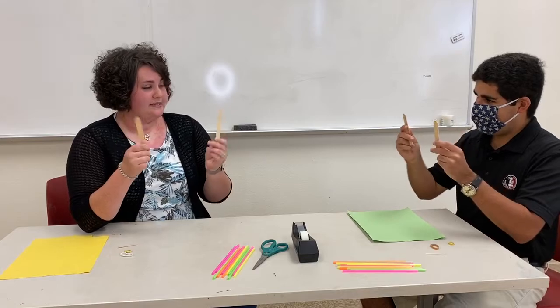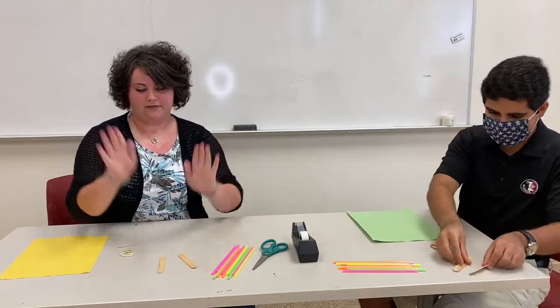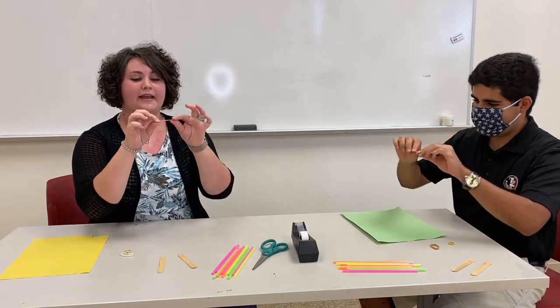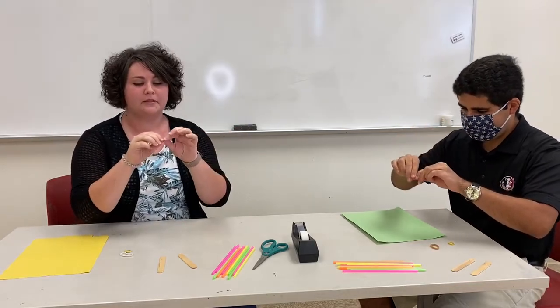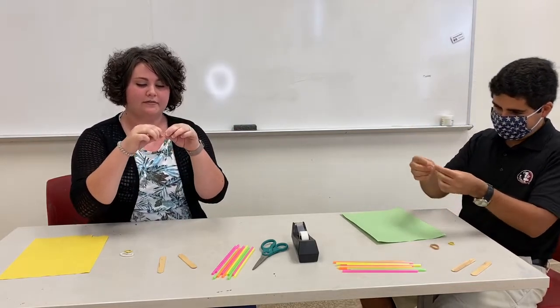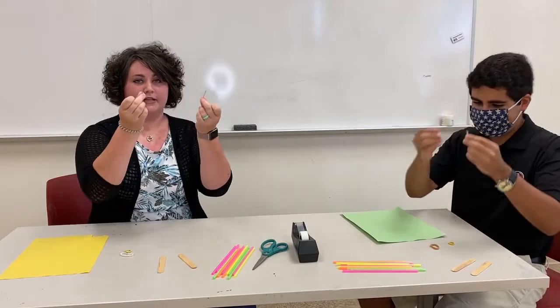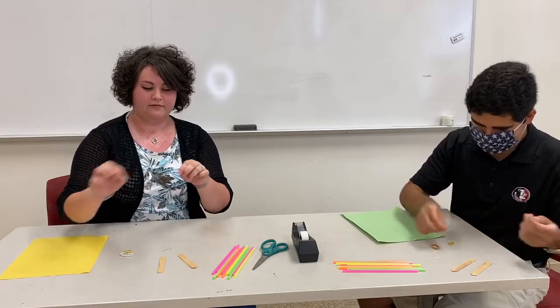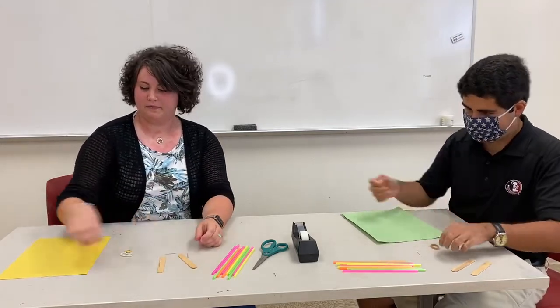You're gonna take your popsicle sticks and set those aside for right now. Then take your toothpick and break it in half. It doesn't have to be perfect, but as close to the middle as you can get. Then you have two small toothpicks. Make sure you don't get any splinters, so if you have little stray pieces, pick those off.